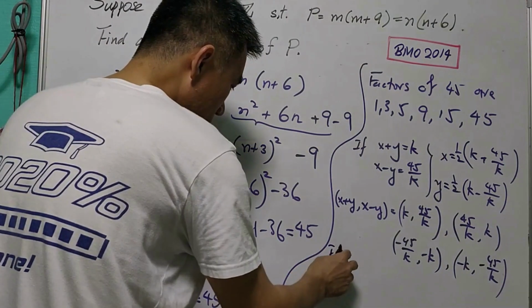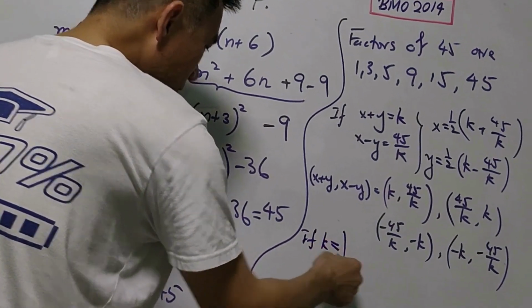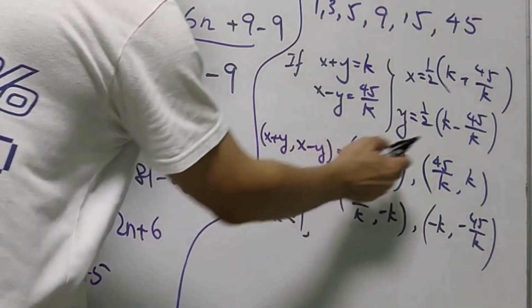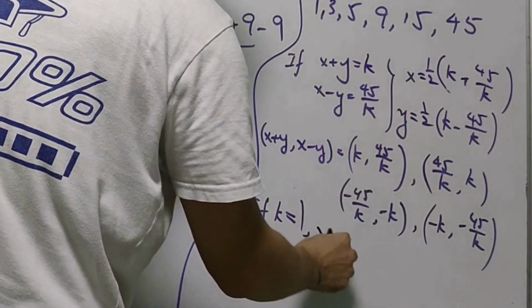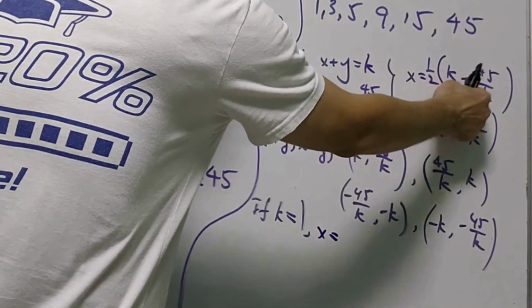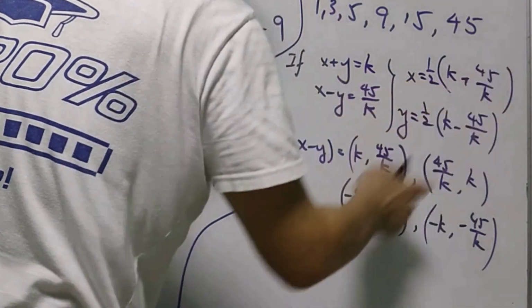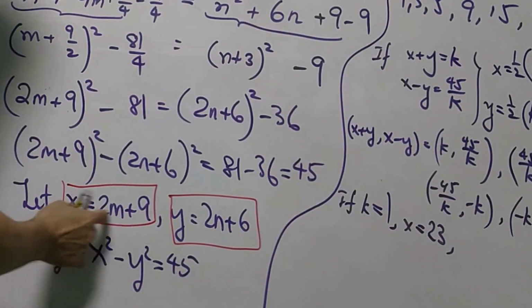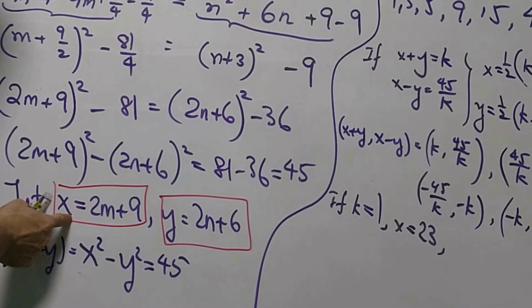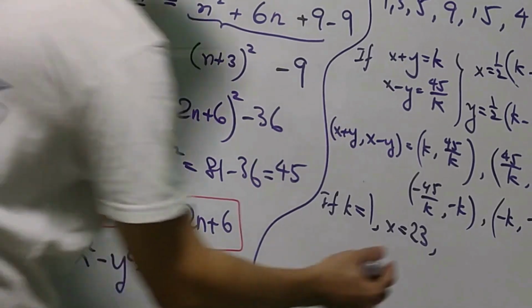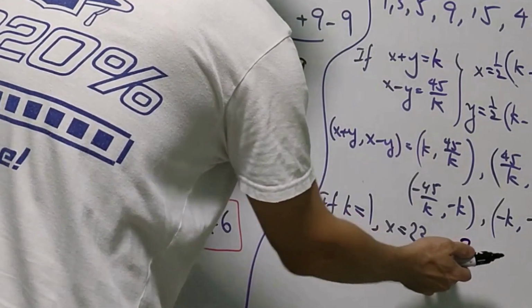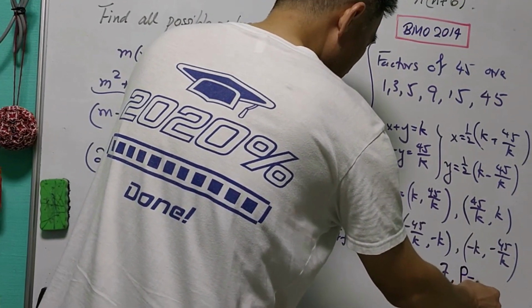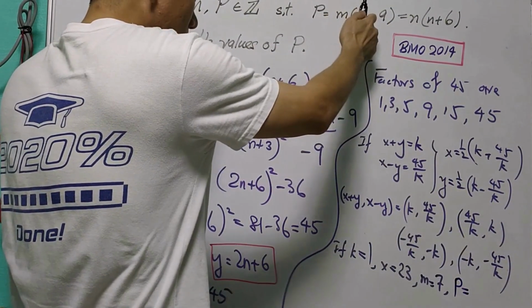So if k equals 1, then x will equal half of 1 plus 45, that is half of 46, that is 23. If x equals 23, then m will equal 23 minus 9, that is 14, divided by 2, that is 7. So x equals 23, m will equal 7, and eventually p will equal 7 times 16, that is 112.